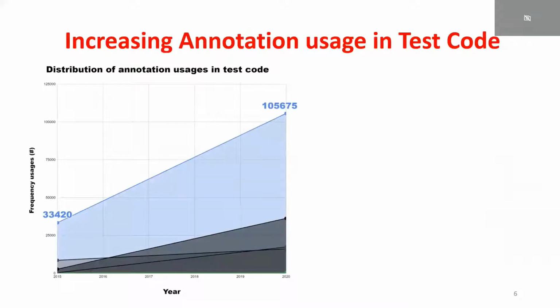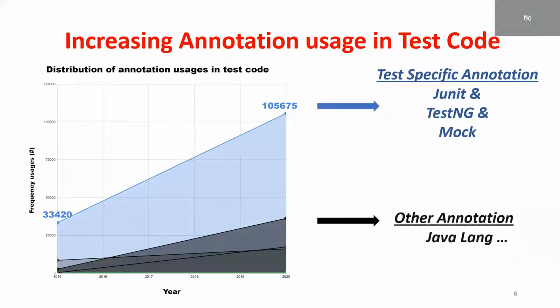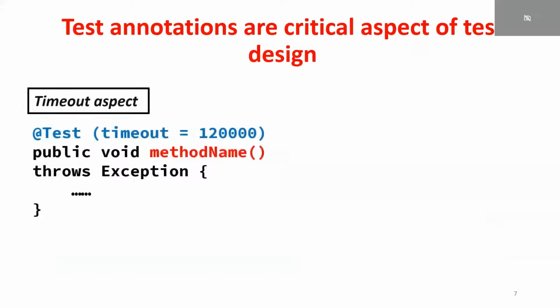Since the introduction of Java 5, annotation has influenced the way developers write code, including the test code. For example, there's an increasing usage of test-specific annotations that come from frameworks like JUnit and TestNG, while smaller amounts are from other annotations that are not specific to test code, like Java Lang. And these test annotations are a critical aspect of test design.